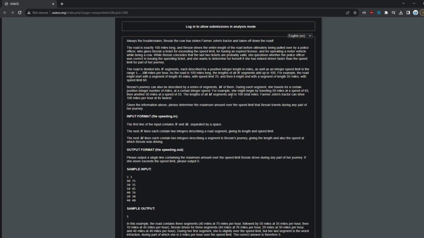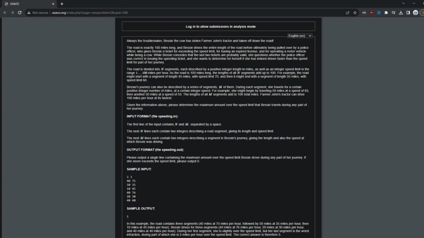Bessie's journey can also be described by a series of segments, m of them, and during each segment she's traveled a certain positive integer number of miles at a certain speed. So she might be traveling 50 miles at a speed of 65, then another 50 miles at a speed of 55. The lengths of all m segments add up to 100 total miles, and Farmer John's tractor can drive 100 miles per hour at its fastest. Given the information above, please determine the maximum amount over the speed limit that Bessie travels during any part of her journey.